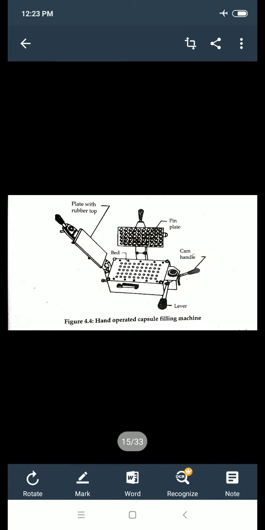So next we will be studying about the machine, that is a hand operated capsule filling machine. You can see here the figure which represents a hand operated capsule filling machine. You can see here the lever. This is a manually operated capsule filling machine. You can see the lever, cam handle, pin plate with a rubber top and a powder bed.